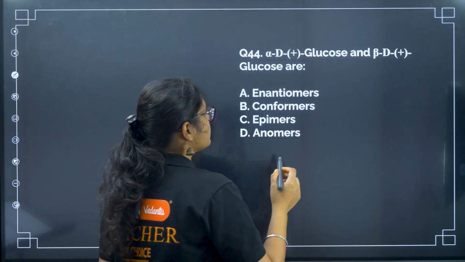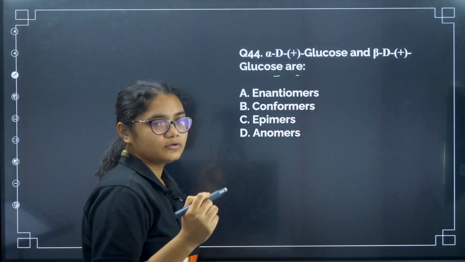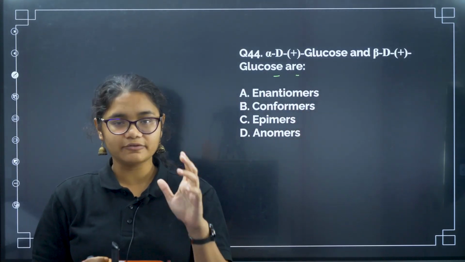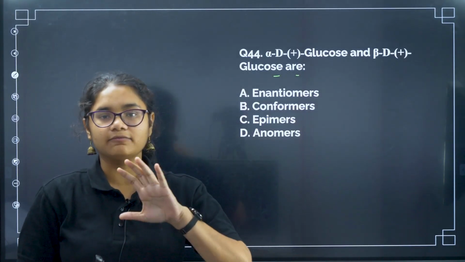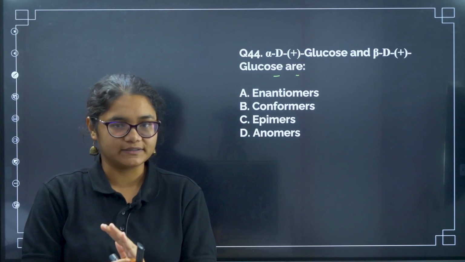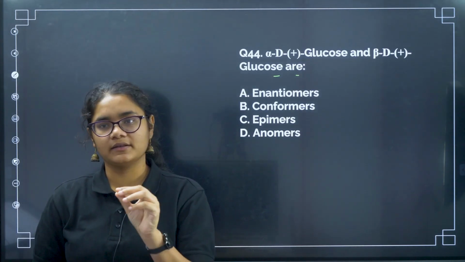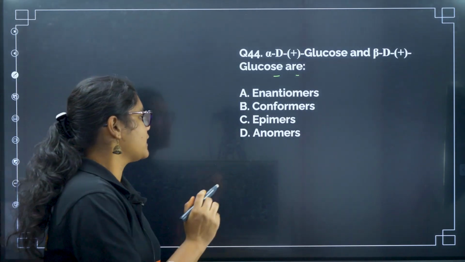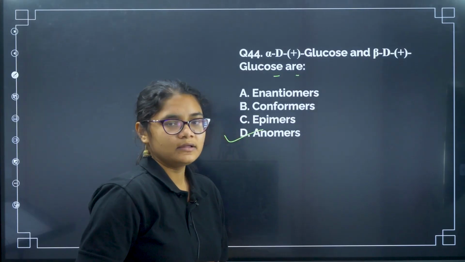Next, alpha D glucose and beta D glucose are. So you know, if there is a difference in the configuration at any one carbon and that carbon should be carbon number 1, then we call it anomers. So in glucose it takes place in the carbon number 1. So the correct answer for this question is option number D.